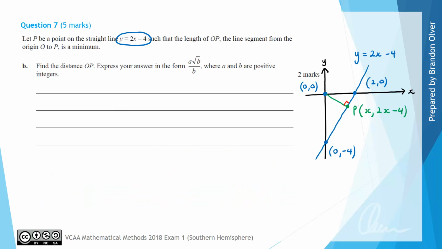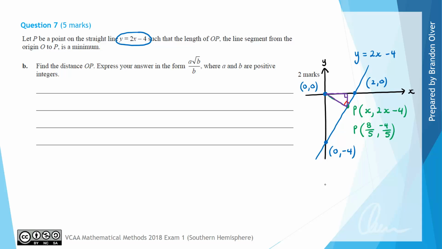For part B, we want to find the distance OP, and we need to express our answer in the form a square root of b over b, where a and b are positive integers. So given that we've already found the coordinates of P, we know that P had coordinates that were 8 on 5, comma, negative 4 on 5. And that means that there's now a right angled triangle here, which I'm drawing in purple, which could be used to find the distance between O and P.